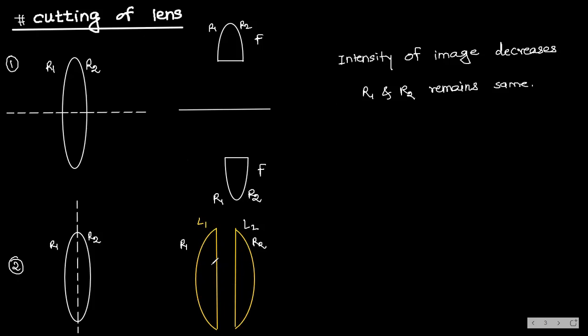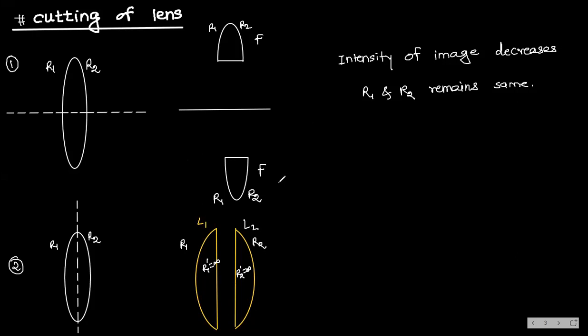This case is there now. R1 dash I am writing here. R1 dash for the first lens. R1 dash is going to be infinity. And for this, R2 dash is going to be infinity. Yes or not? Because this is a plane surface. This is like a plano convex lens. Yes, no? Yes.